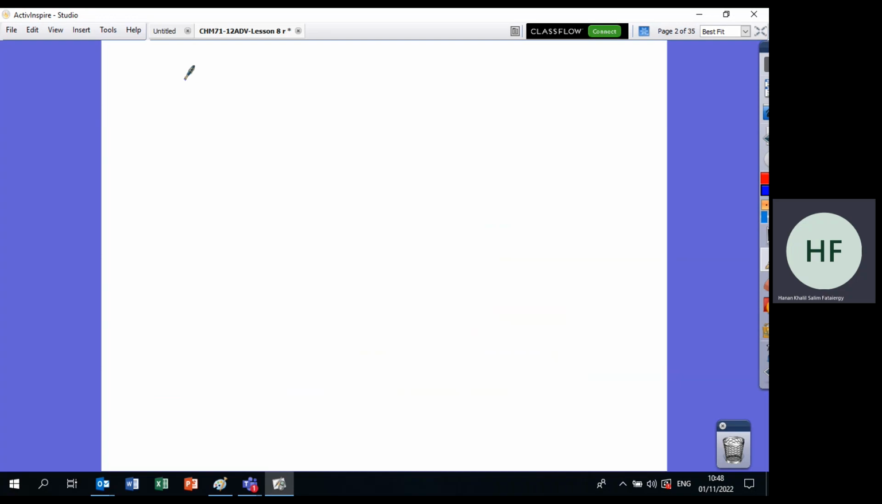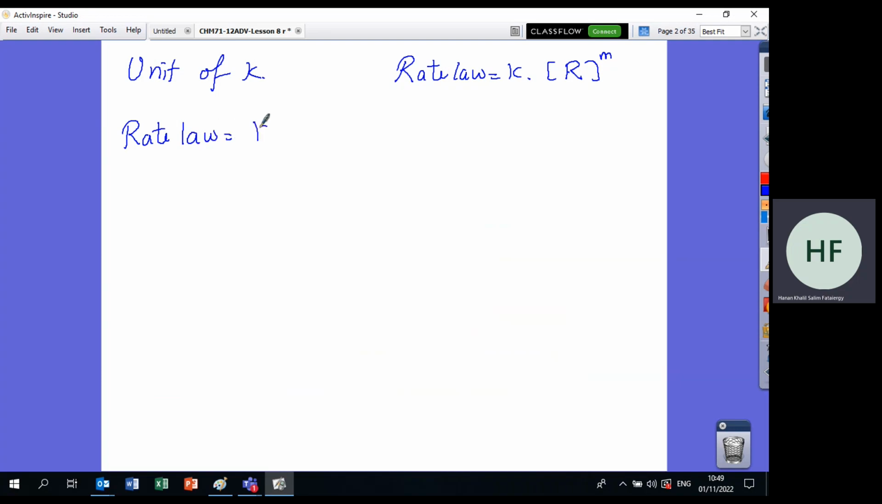Okay, one important thing related to the previous lesson I would like to share with you is the unit of K. As we said previously, the rate law is equal to K times reactant concentration, and the power here we call the order. The power could be m, could be n, could be any unknown number. Now, if you have a rate law such that the rate law is equal to K times concentration of A times concentration of B squared.